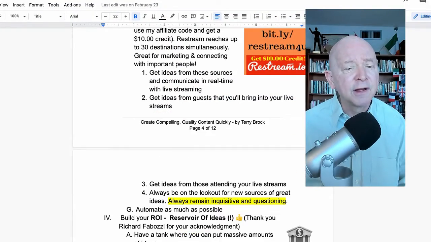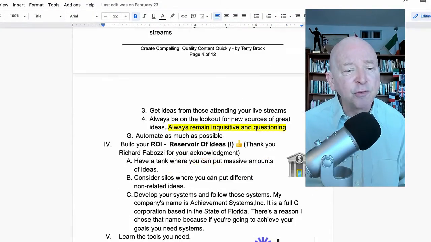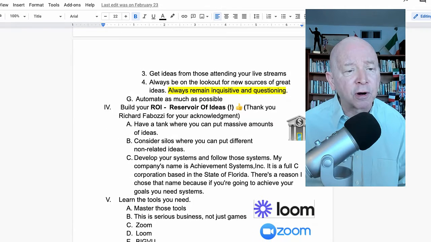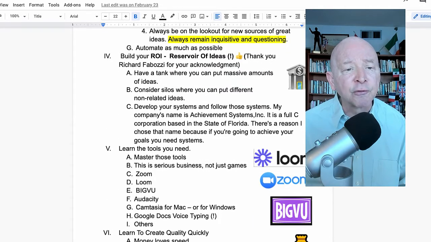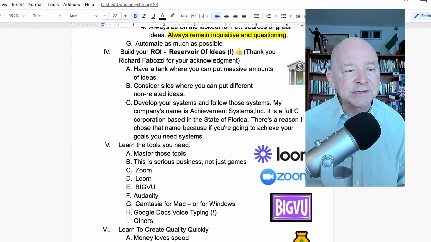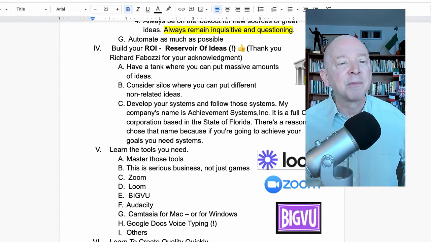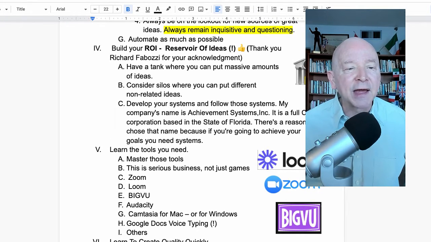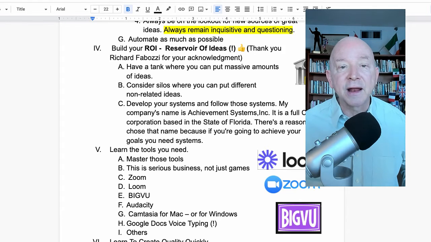And let's keep going here. We got so much here. You want to build up. Here's a really important point, number 4: build your ROI, your reservoir of ideas. And I got to thank Richard Fabosi for helping me on that one. I came up with the idea of reservoir of ideas, and he said, oh, that's your ROI. And I realized, yes, he's exactly right. You want to have that because as you build that up, you're going to do well.